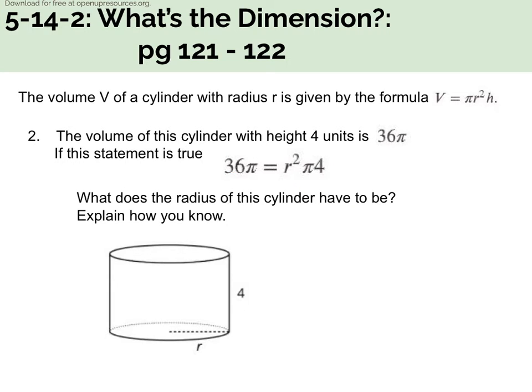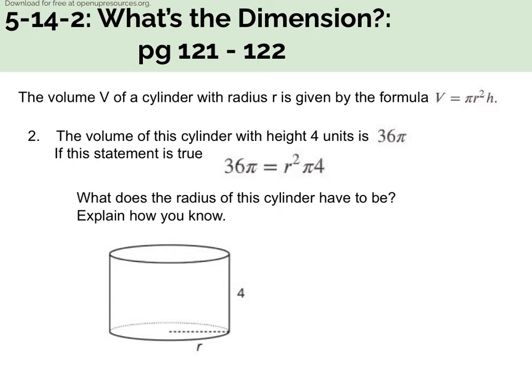All right, let's look at number 2. We're going to do it a little bit differently. Our volume equation is volume equals pi times radius squared times height. Our volume for this cylinder is 36 pi. Our height is 4. Now we're looking for the radius, so we have to think about how we would find that and what we would do. So go ahead and pause, answer that question, and then come back to me.